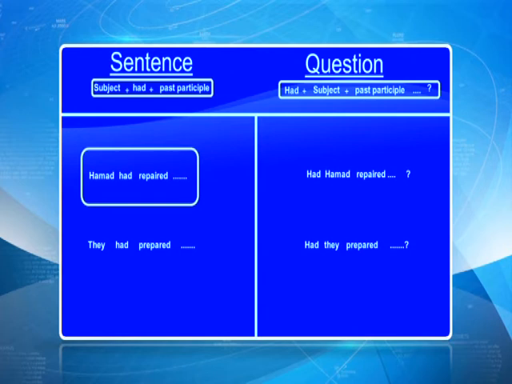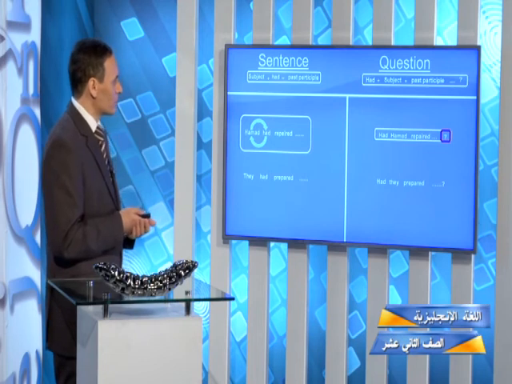If I want to make a question, I need to change or switch the order of these words. I will start the sentence with the helping verb had. Okay, so this is a question. Had Hamad repaired his laptop? Had Hamad repaired his car? Don't forget to end the interrogative sentence with a question mark.